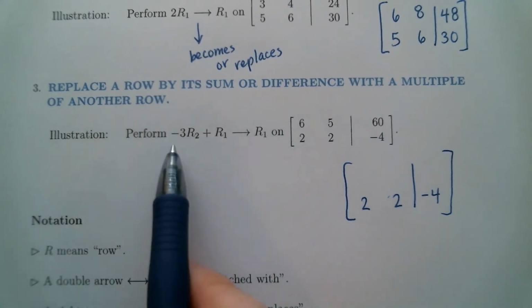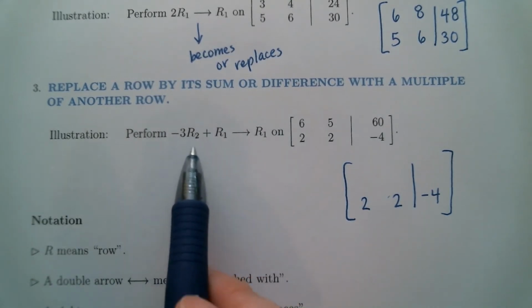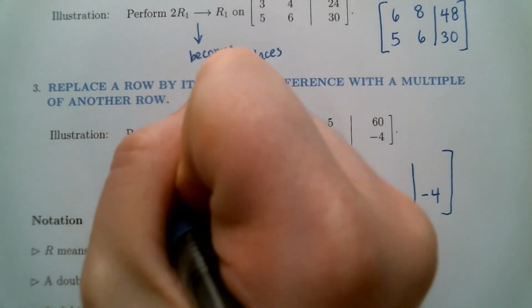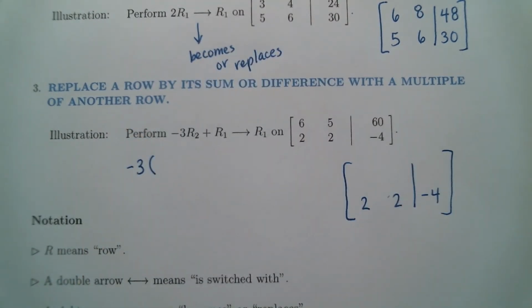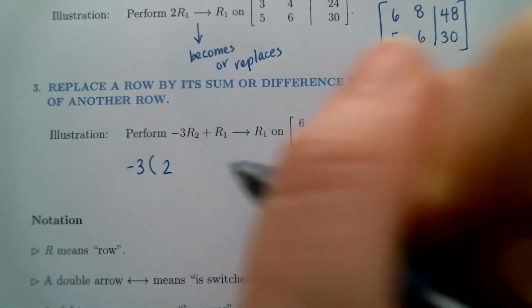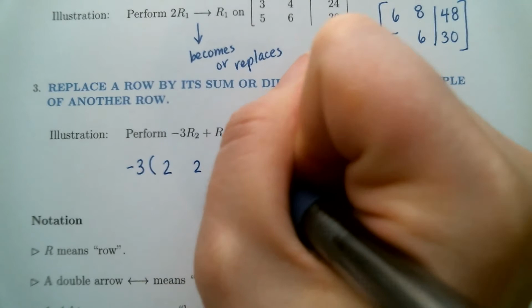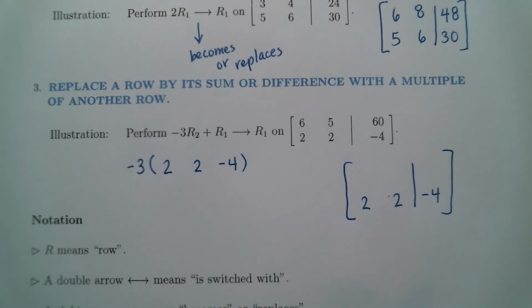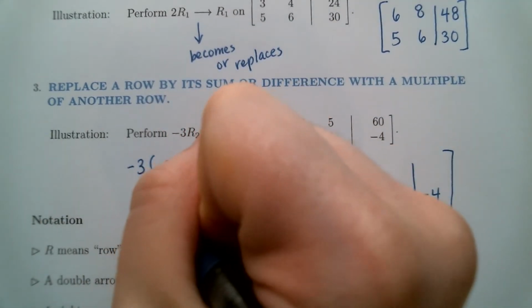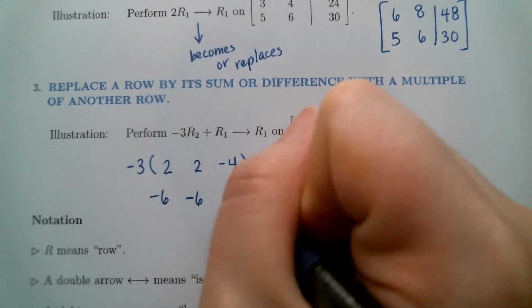This tells you what to do. We are going to go to row 2. I'm going to do the work out to the side. We're going to multiply everything in row 2 by -3. So row 2 is 2, 2, -4. Everything has to get multiplied by -3. So that's going to be -6, -6, +12.